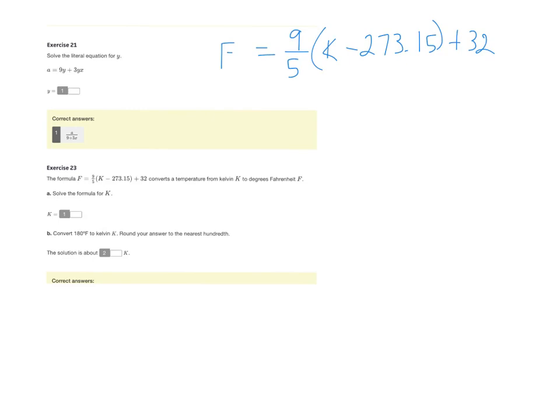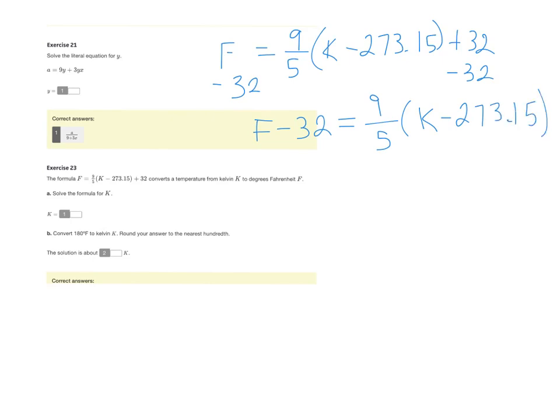All right, so we need to solve this for what? Solve for k. So we need to get k by itself. So I'm going to start out by getting rid of this, doing order of operations backwards. I'm going to get rid of this positive 32 by minusing 32 from both sides. I'm going to have f minus 32 is equal to 9/5 parentheses k minus 273.15.